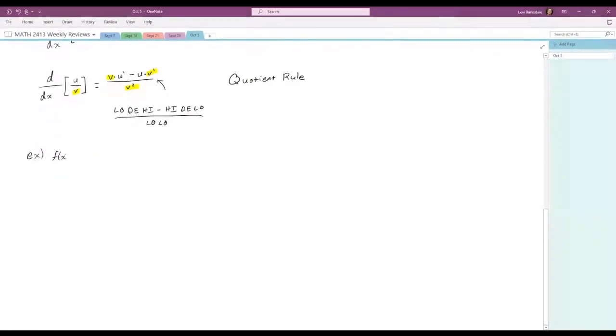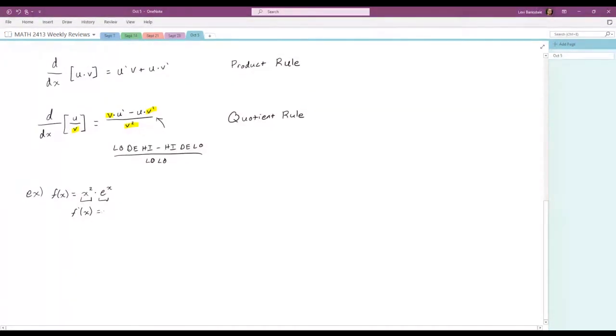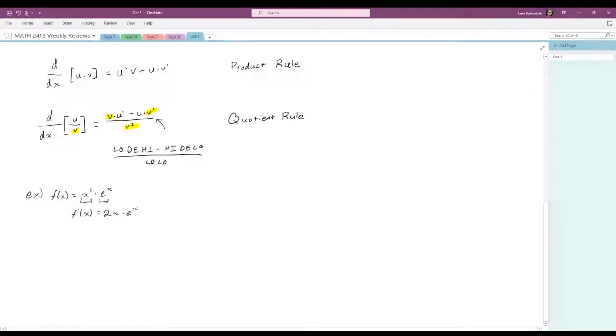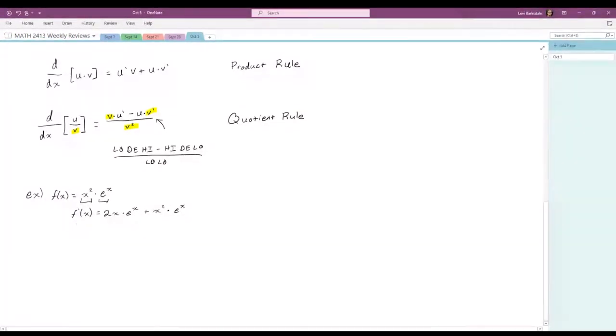Let's say we have f of x is equal to x squared times e to the x. If we wanted to take the derivative, well, what I notice is this is two functions of x, x squared and e to the x, being multiplied by each other. So I'm going to use the product rule. The product rule says I should take the derivative of my first function, so the derivative of x squared is 2x by the power rule, multiply it by my second function, then I add my first function times the derivative of my second function. The derivative of e to the x is just e to the x. So then that would be my answer.